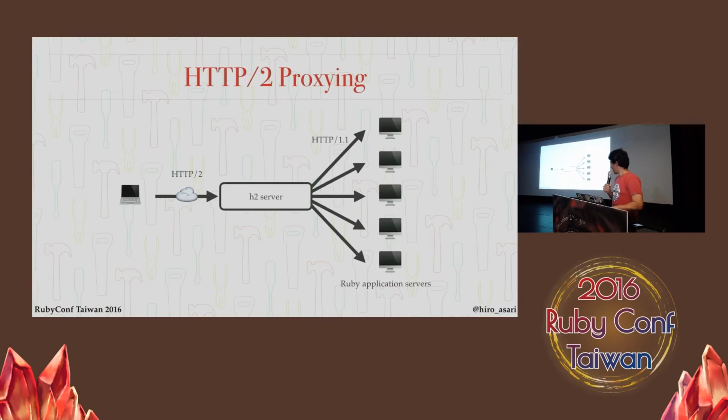But maybe it's not that important, because many of the HTTP servers will allow you to proxy things, and you can just set up the H2 server in front and accept H2 connections from the client and just proxy everything to the Ruby application servers on the back end. Maybe this is enough to get you all the performance boost you need. Maybe.